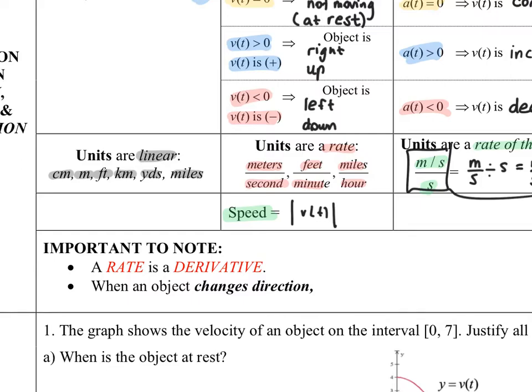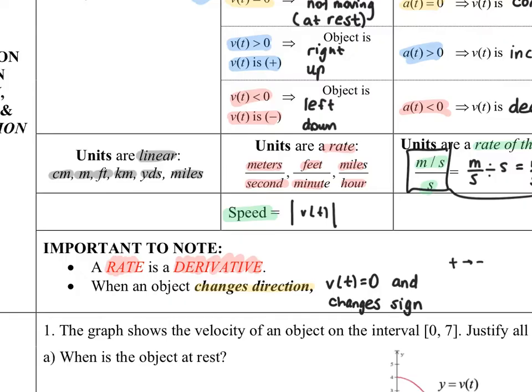And then just some important things to note, especially when we get to word problems and applications of derivatives. When you see a rate, then know that a derivative has already been taken. So you are already sitting at a derivative. And the other important thing to note is when an object changes direction, what that means is that your velocity equals 0 and undergoes a sign change. So if my velocity goes from a positive value to a negative value, that means I'm going from a rightward movement to a leftward movement, and that indicates a change in direction.